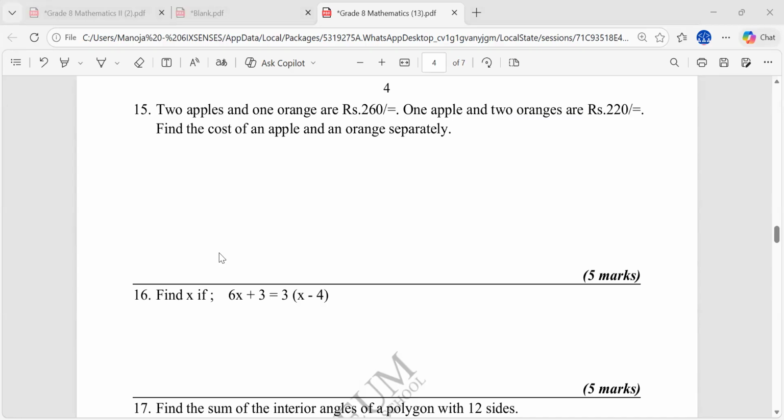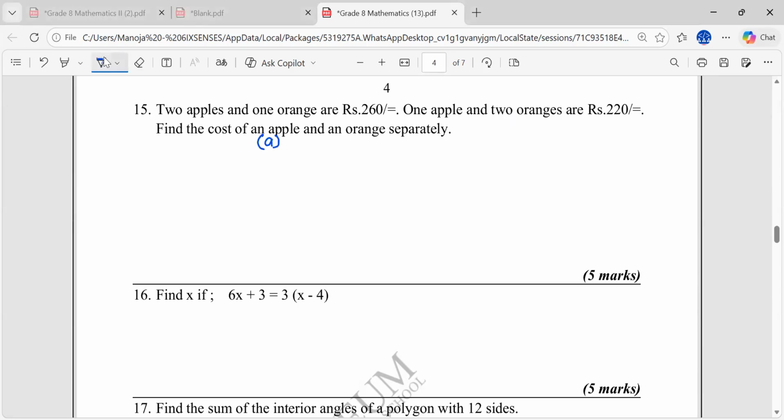So how can you get this? Find the cost of an apple. I take this as A, and the cost of an orange, I take this as B. And 2 apples, it is 2A, and 1 orange, B, is equal to 260. 1 apple and 2 oranges is equal to 220.